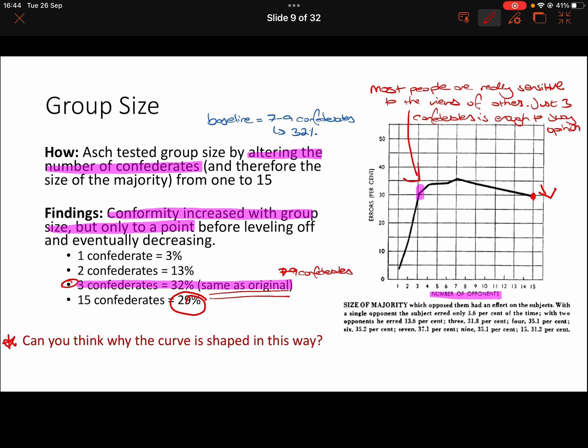At this point, I'd like you to pause the video and just provide an answer to that question. Why do we see conformity decrease when the group size gets too large? Pause the video, and then when you finish the answer to that question, you can resume it.